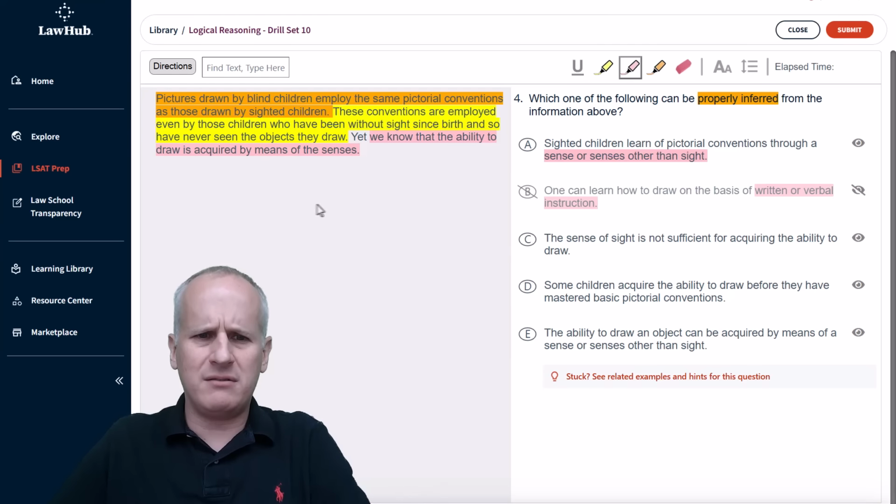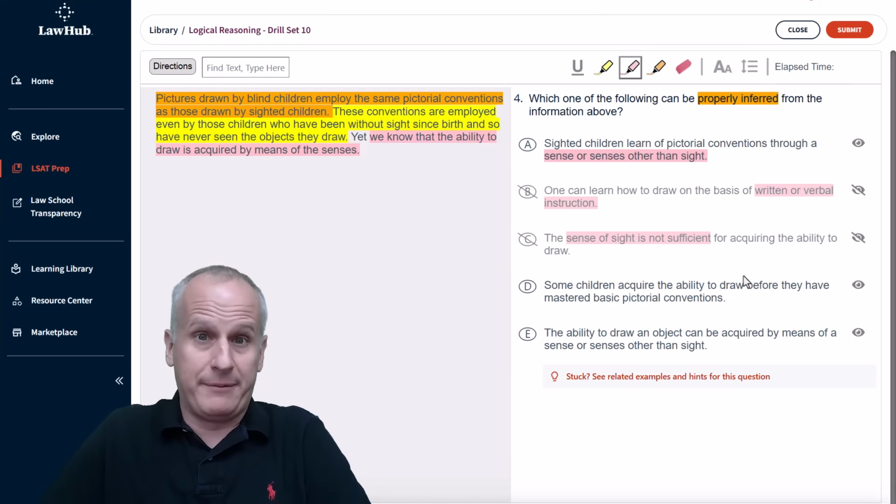Then, choice C, the sense of sight is not sufficient for acquiring the ability to draw. Well, we know that some of the sighted children are able to draw, so it's not that it's not sufficient, it's just not the only way necessarily, because the blind children can do it too. So C is kind of an information reversal, a little bit extreme, because the sense of sight might do it by itself, and the blind children have to do it through the other senses, but maybe they can do it through a combination of touch and hearing. We don't know, but maybe the sense of sight would have been sufficient. They have to just use some other senses if they are blind. So C is out for that reason.